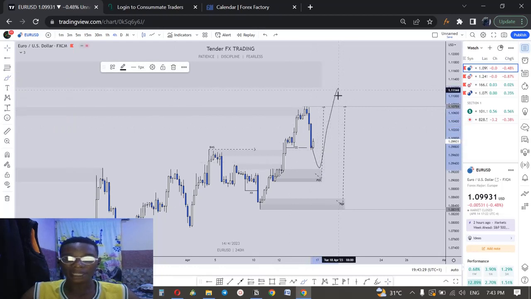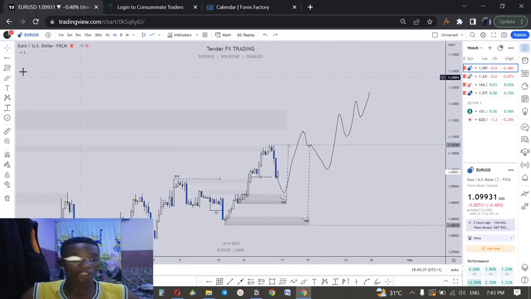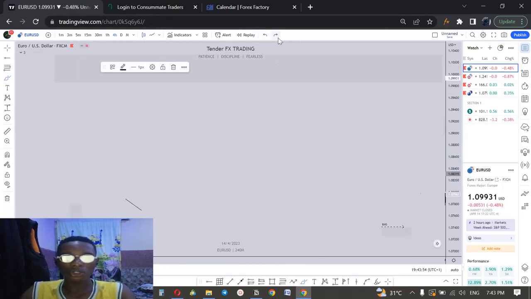Price can take out this high and we may not see any deep retracement, and price can continue buying up. We all know from what I shared with us guys on the daily time frame that I'm looking at a long term buy on EURUSD. So the market can just continue going higher without giving us a deep retracement. It happens like that. It is normal in the market. So this is what I'm currently looking at on EURUSD.